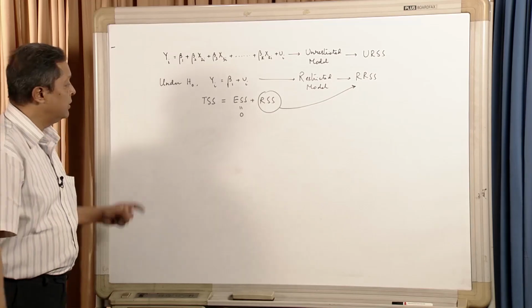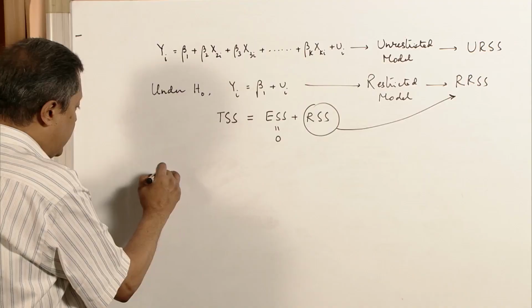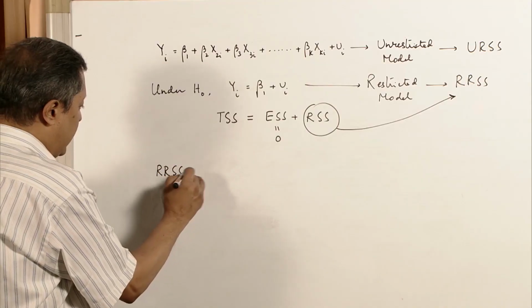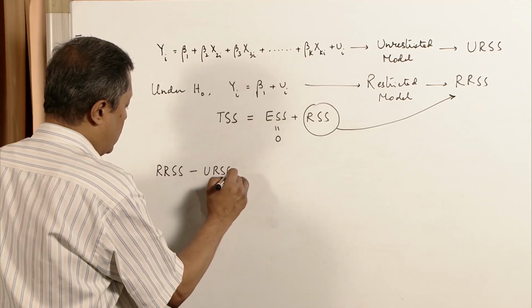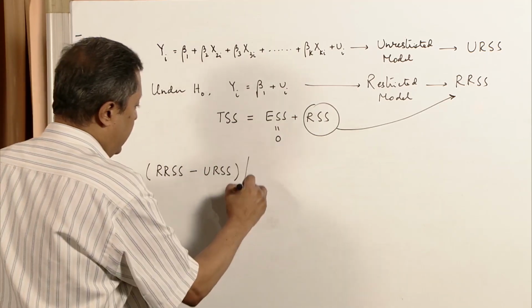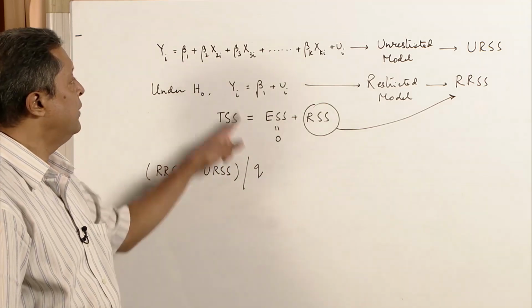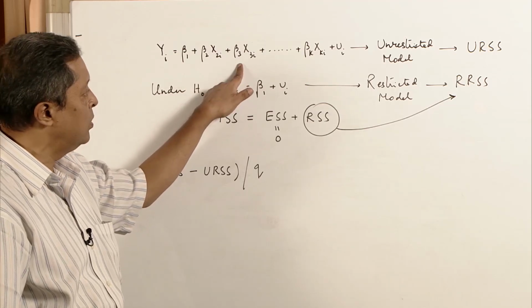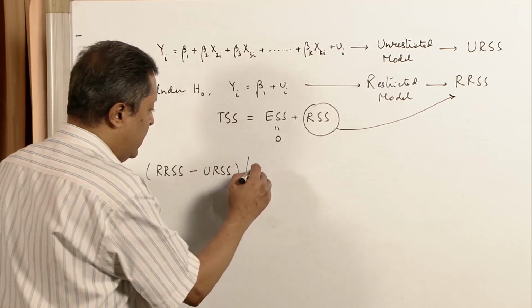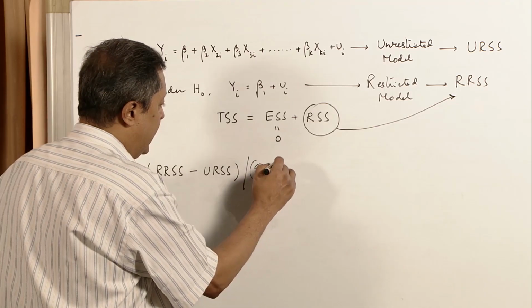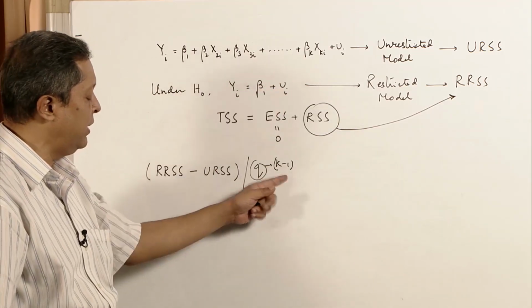So, what is the formula that we use? Our familiar formula is restricted residual sum of squares minus unrestricted residual sum of squares, divided by the number of restrictions q. Here, how many restrictions do we have? Beta 2 equal to 0, beta 3 equal to 0, and so on up to beta k equal to 0. So, this q here will be equal to k minus 1. From beta 2 to beta k is k minus 1.